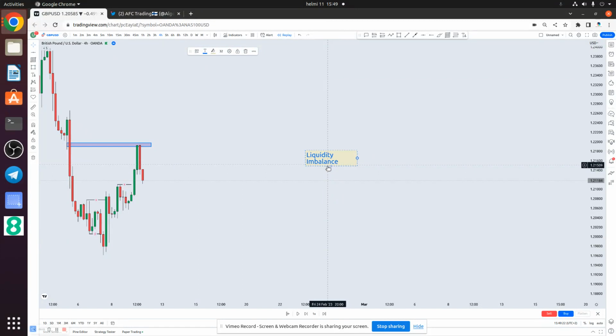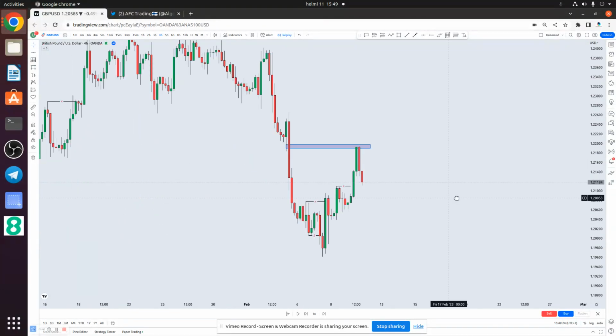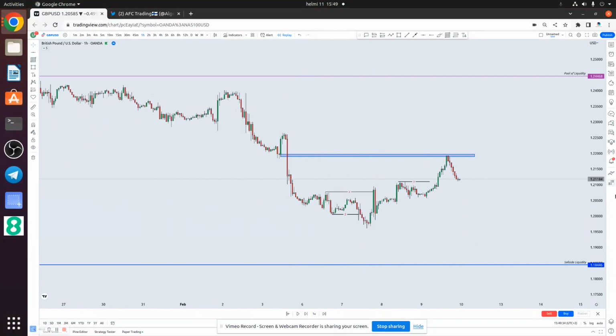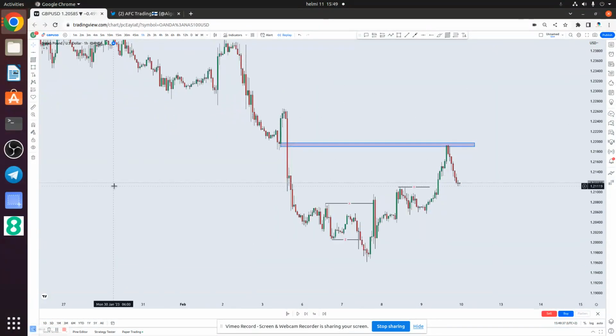Now let me also say something, guys. Price does react to several things. The market reacts to so many things. Price reacts to imbalance, it reacts to breakers, it reacts to order blocks, it reacts to support and resistance. Yes, you heard me right. Price reacts to support and resistance. It reacts to moving averages, EMAs. It reacts to VWAPs. It reacts to so many things, and that's why we are so many traders, yet we are using different concepts.